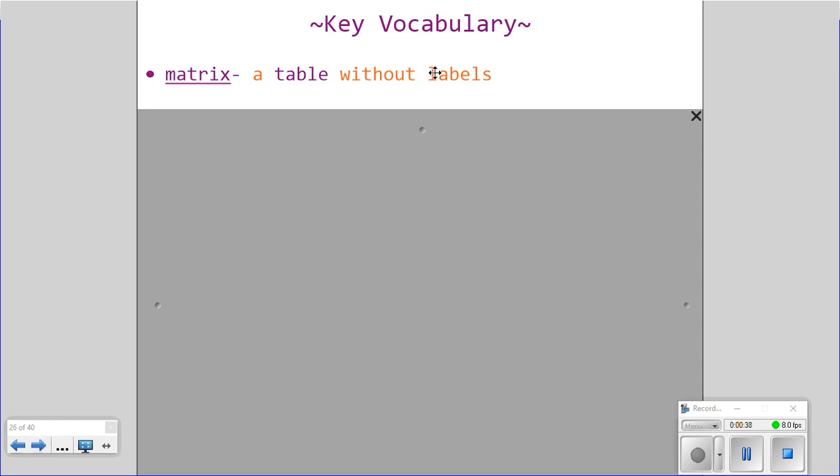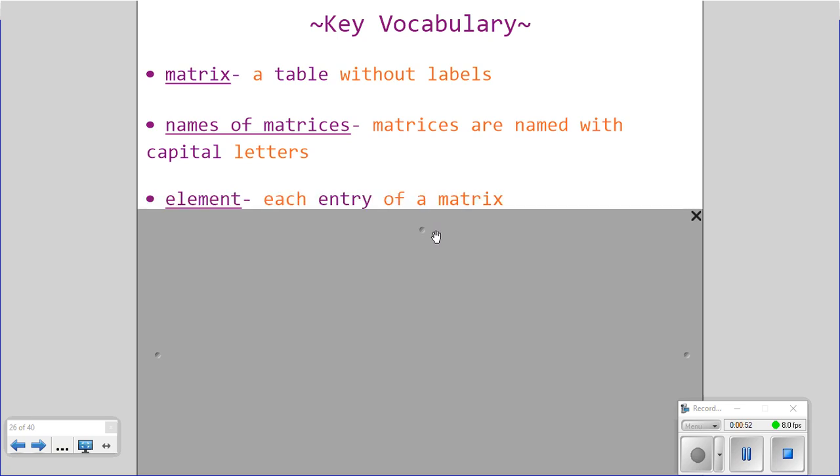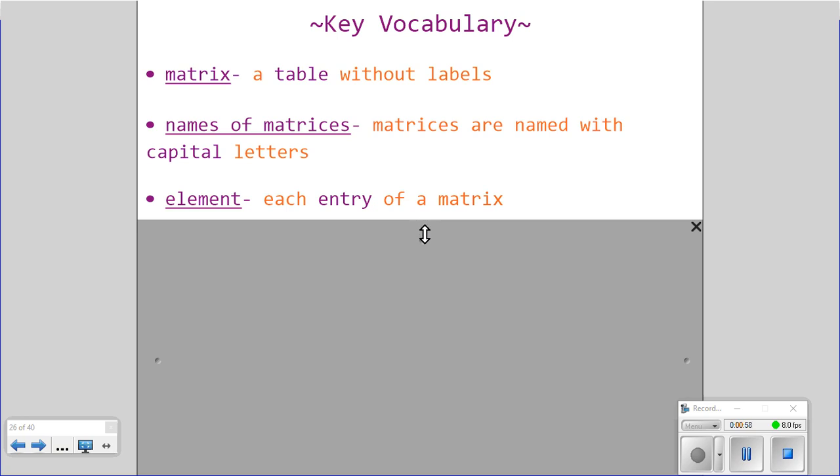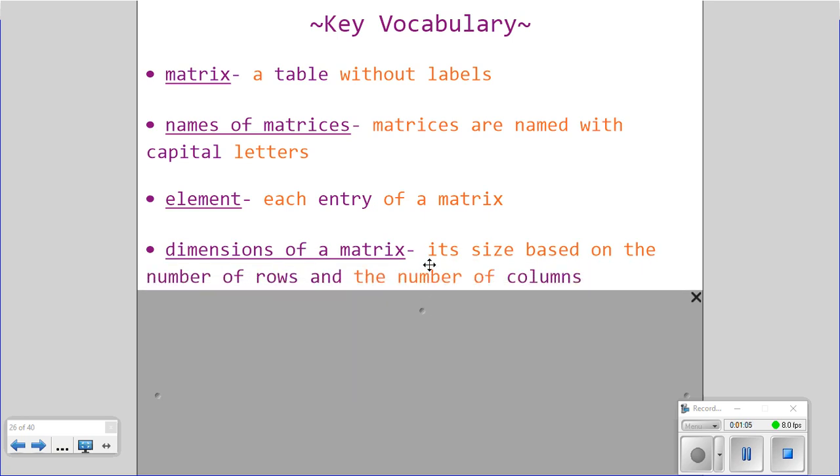A matrix is simply a table without labels. To name a matrix, you use capital letters. An element is each entry of a matrix. So all the numbers you saw is considered an element. The dimensions of a matrix depends on the number of rows and the number of columns.